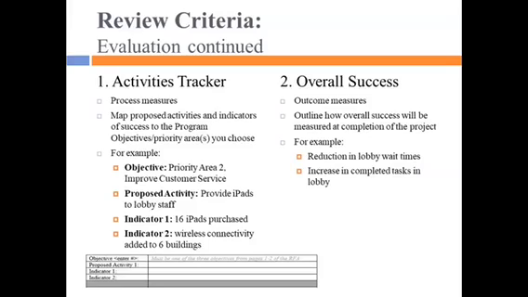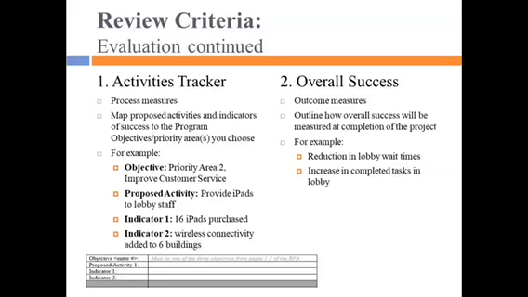So using the activity tracker, we'd like you to map your proposed activities and indicators of success to the objective/priority areas you chose. So when Alice went over the priority areas, when we're thinking about the activities tracker, priority areas and objectives are one and the same. So if you choose priority area 1 to improve or modernize notices, that's your objective number 1.